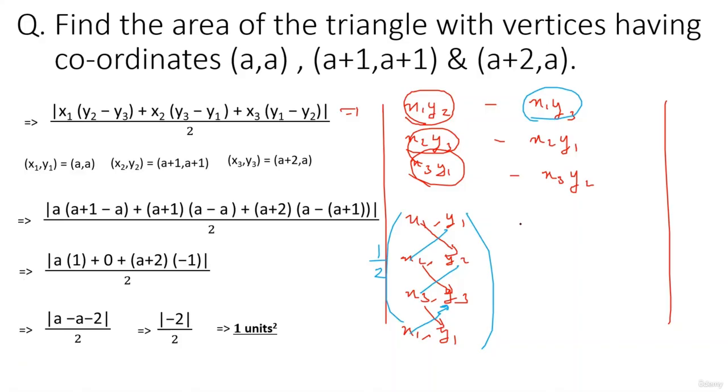Okay, so I'll write the coordinates a comma a, a plus 1 and a plus 1, a plus 2 and a. It will be a very lengthy process, but yeah, it will help. A into a plus 1 will be a square plus a. Plus a into a plus 1 will be a square plus a. So ये हो गया 2a square plus 2a, right? Okay, इंटरनल प्रोडक्ट क्या हो गया, a square plus 2a वापस.